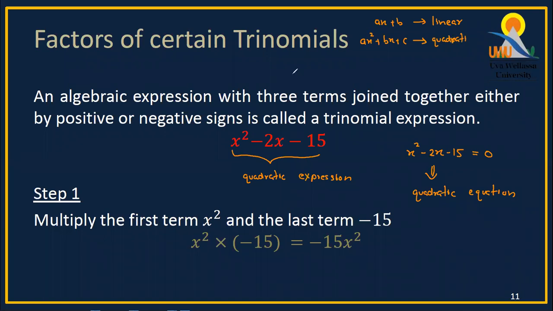Then we will have this as x cubed plus bx squared plus cx plus d. If you can see it in this form, then we are saying that this is a cubic expression. Linear, quadratic and cubic. And here we are not going to consider biquadratic or any other higher order expressions in these sessions.